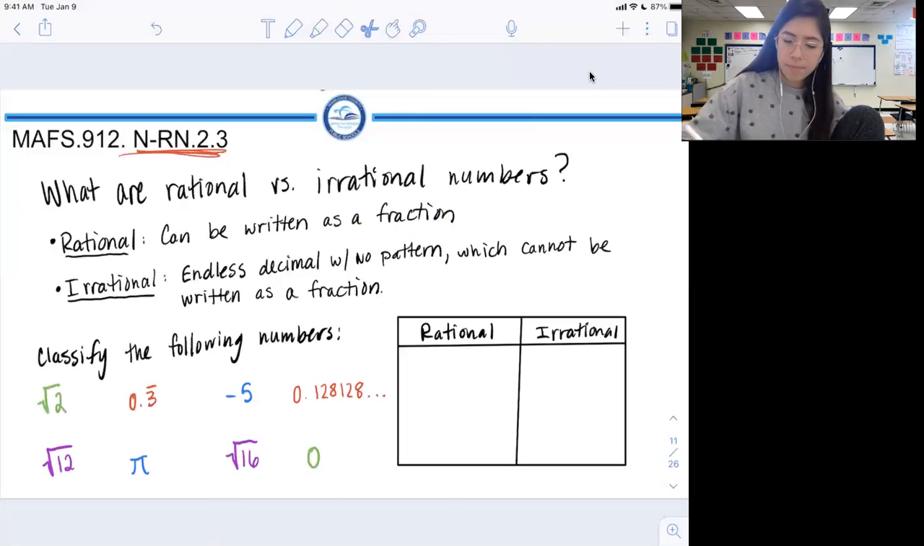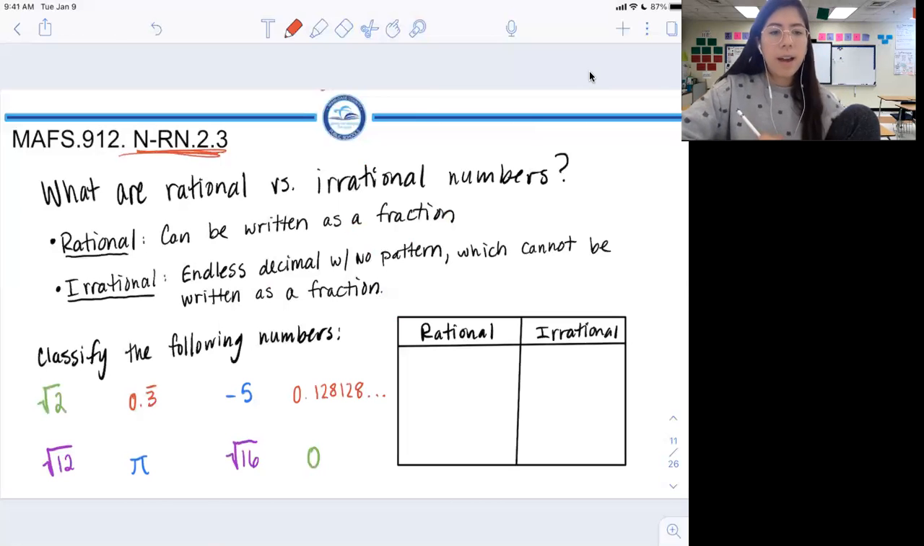0.3 with a bar. What's this bar on top of the 3? Isn't that like a fraction bar? It's not a fraction bar. Does it keep going on and on? Yeah, so when you plug that into your calculator, what does it actually look like? 0.33333333 forever. So yes, that's what that means.